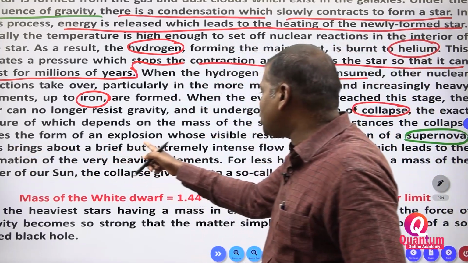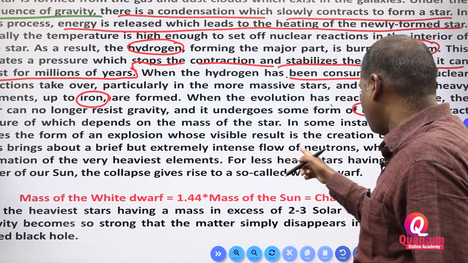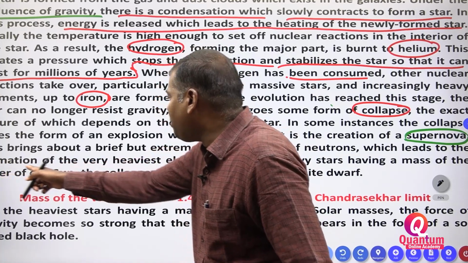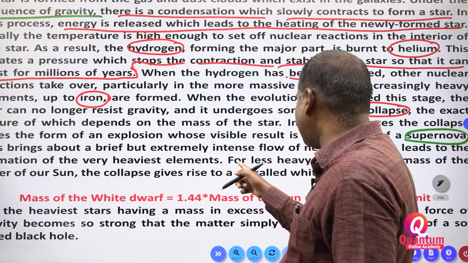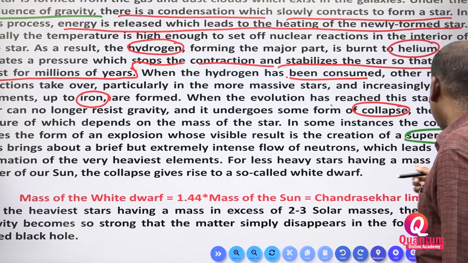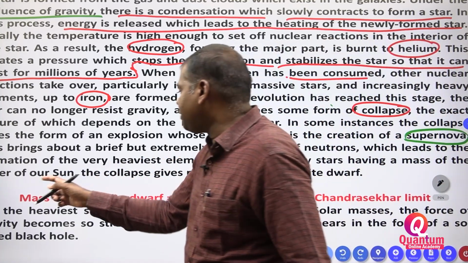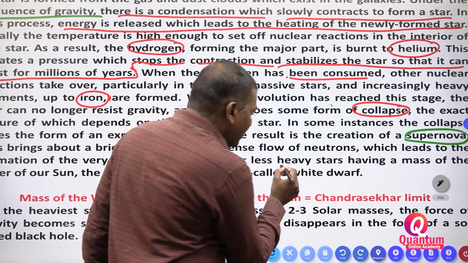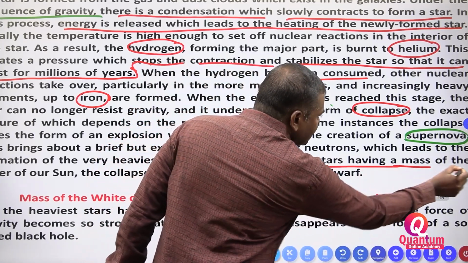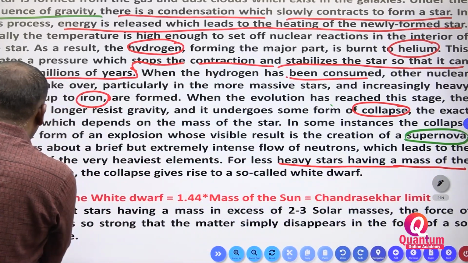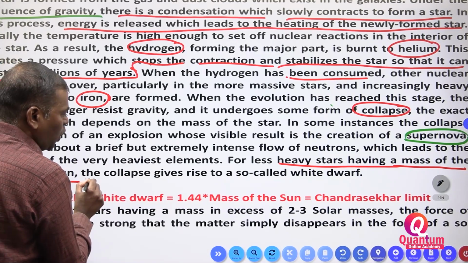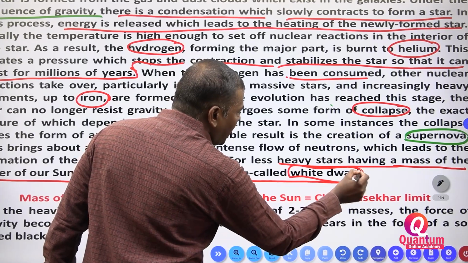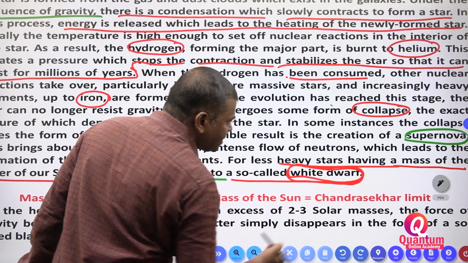This brings about a brief but extremely intensive flow of neutrons, which leads to the formation of the very heaviest elements. For less heavy stars, having a mass of the order of the sun, the collapse gives rise to the so-called white dwarf. That collapse, we call it a white dwarf.